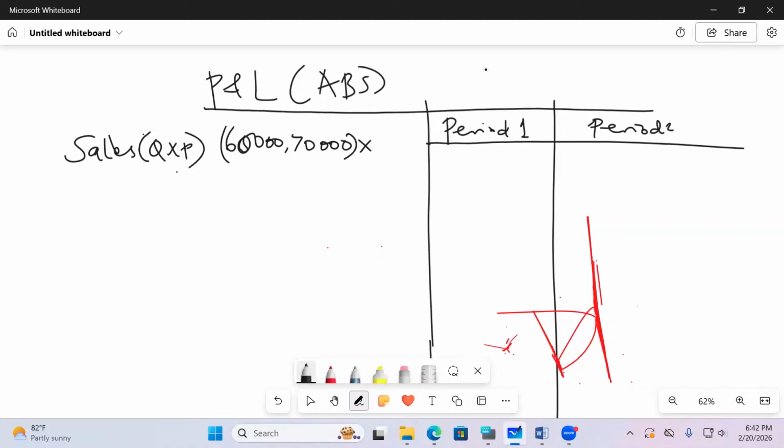Remember, the 150 is cost. The selling price is 200, and it is always the same regardless of the statement. 200.